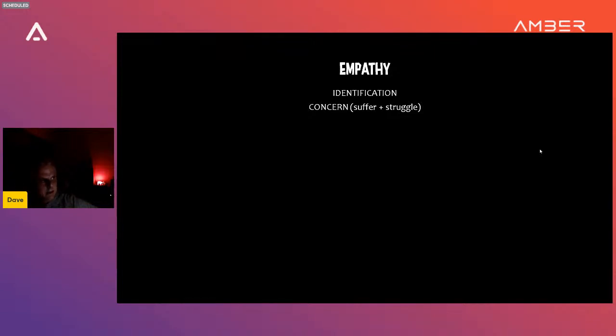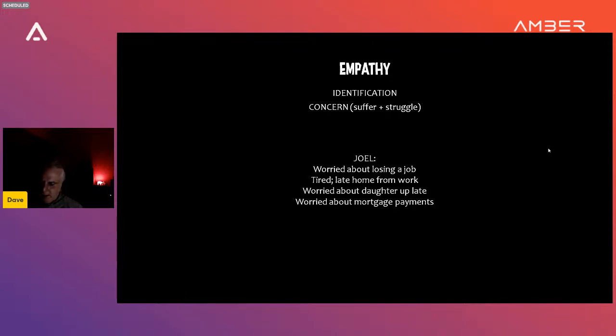Concern's important as well. Our characters need to suffer and struggle in this sort of narrative structure. It's important that we are able to go, oh, they're in pain, to recognize and identify their pain, but also to see that they are proactive in trying to resolve that pain, that they don't just sit around and whine and complain. So it's important that they suffer and also they struggle. So straight away comes Joel. He's worried about losing his job. He's tired, late home from work. And again, hopefully this is all very relatable to us as well. Worried about his daughter being up late, worried about his mortgage payments.